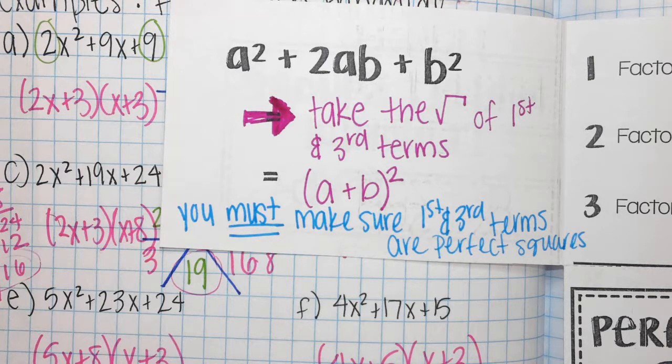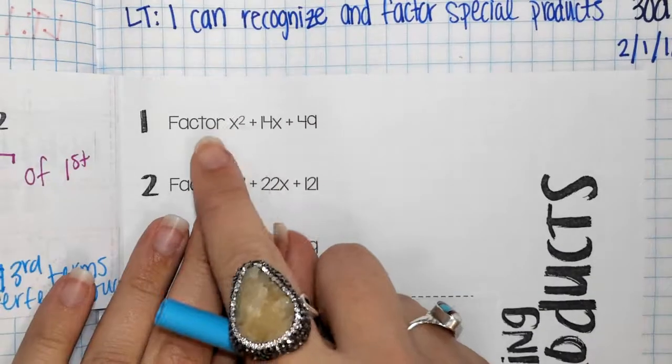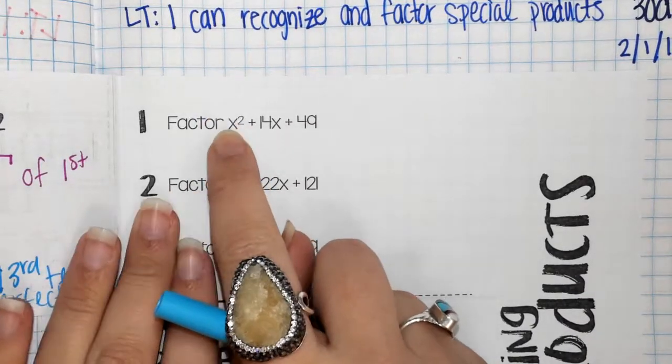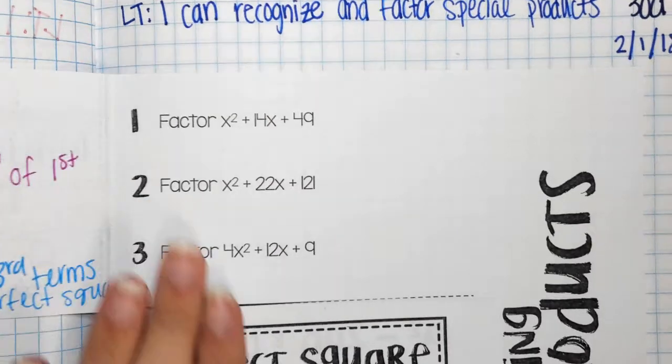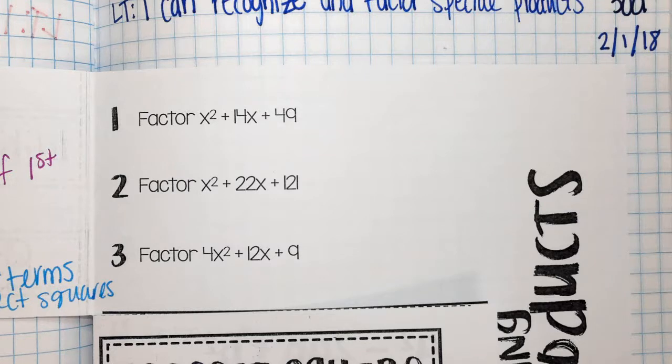Okay. Alright, so let's look at our problems. For number 1, do we have perfect squares for the first term and the third term? No. Maybe. I mean, yes. 49 is a perfect square. Oh, right. Oh, yeah. 7. Oh, okay, I understand. We were confused at first.